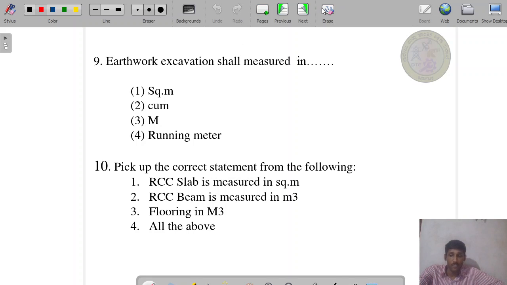Now, the last question, question number 10. Pick up the correct statement from the following. First one, RCC slab is measured in meter square. RCC beam is measured in meter cube. Flooring is measured in meter cube. All the above. Which is the correct statement?